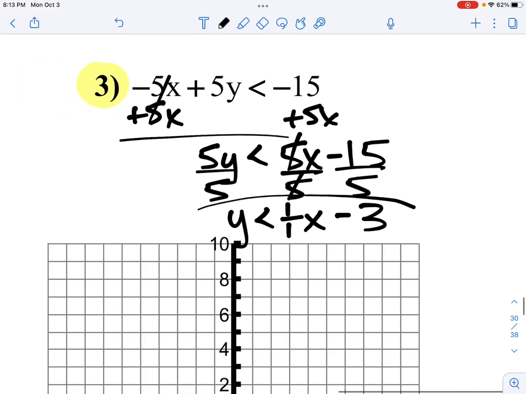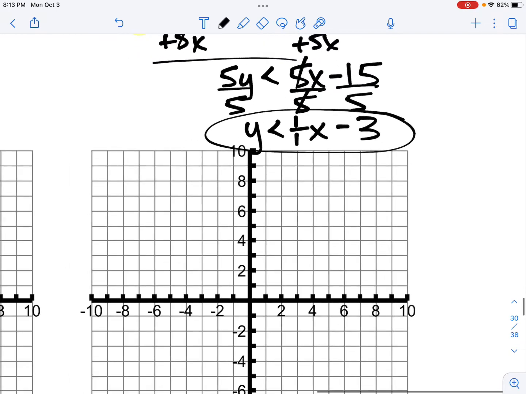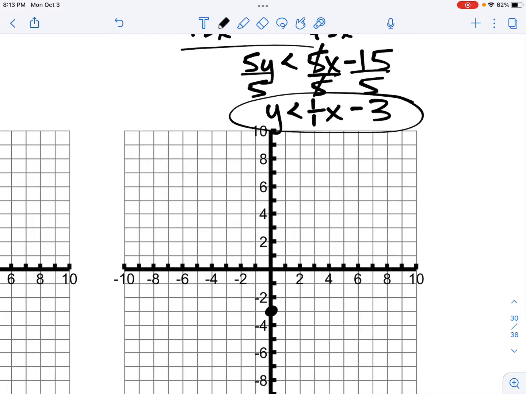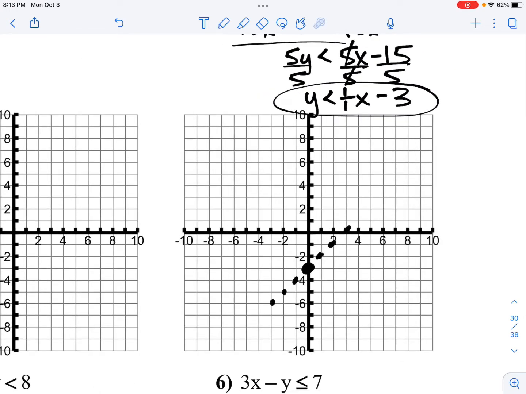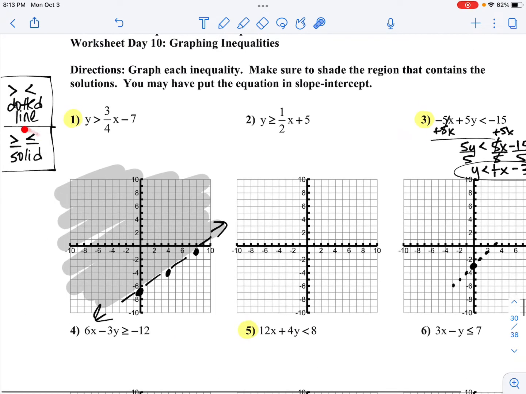So this is the inequality that I'm going to be graphing, and you know that this means start on -3, always on the y-axis. So I'm going to start on -3 right here. And the reason why I left my 5 over 5 as 1 over 1 is because that means go up 1 over 1, up 1 over 1, up 1 over 1. You could also go down 1, left 1. And again, this is going to be a dotted line because it does not have the equal bar with it that would make it a solid line. So since it looks like this, it's going to be dotted.